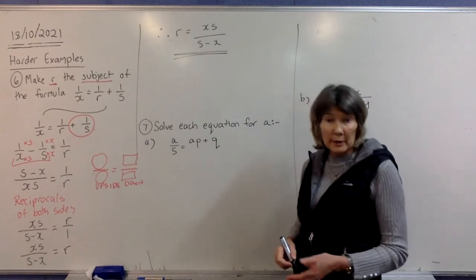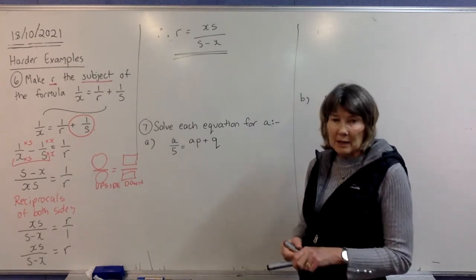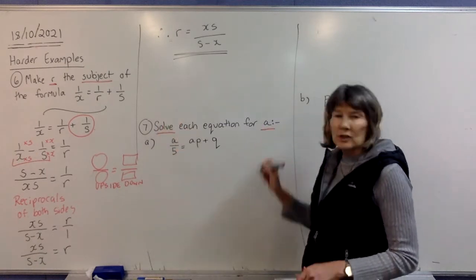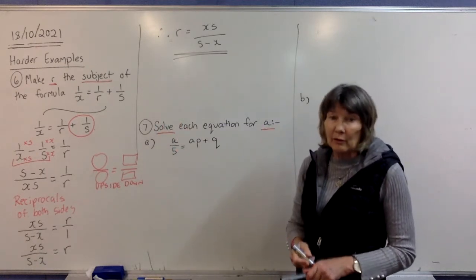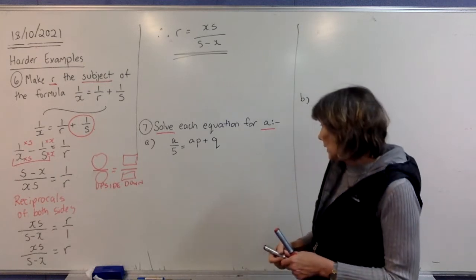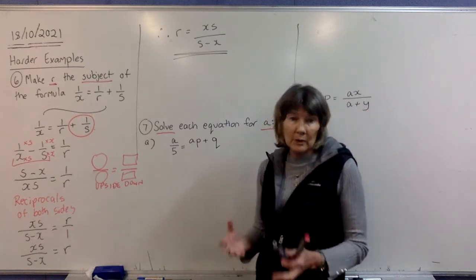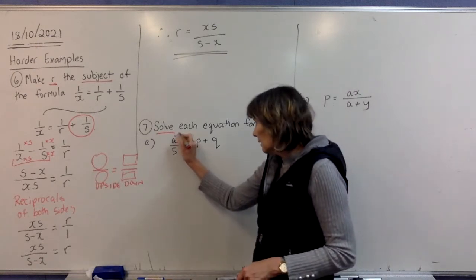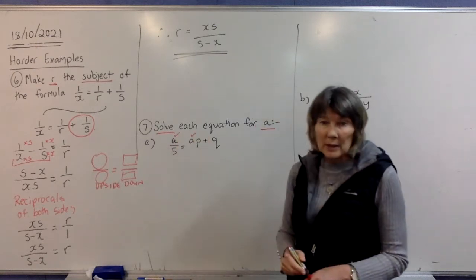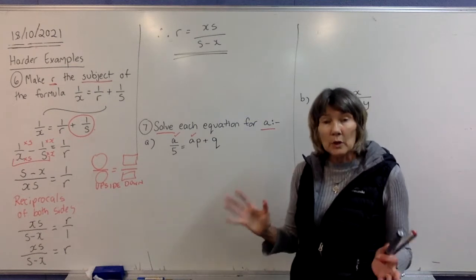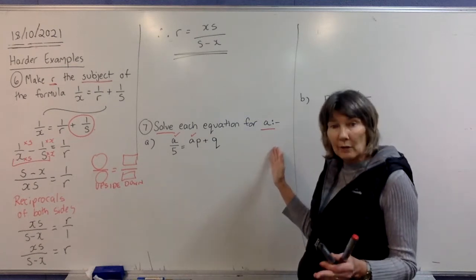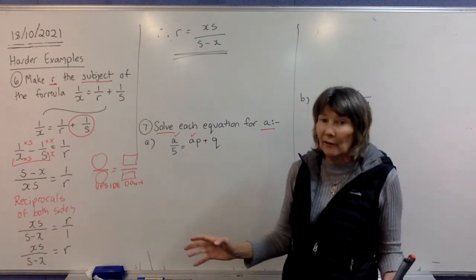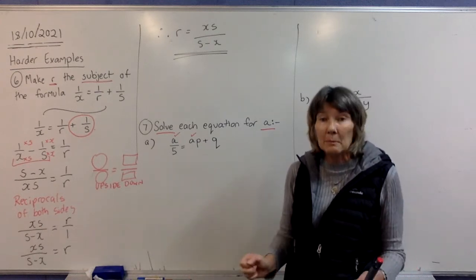Now this has been worded a bit differently, but it doesn't make any difference to what they've asked you to do. We're solving it for A. That just means we're getting A by itself, like we would if we were solving any equation. All right, now the problem with these ones is that we have A here and here. So that's a bit of a problem at the moment.